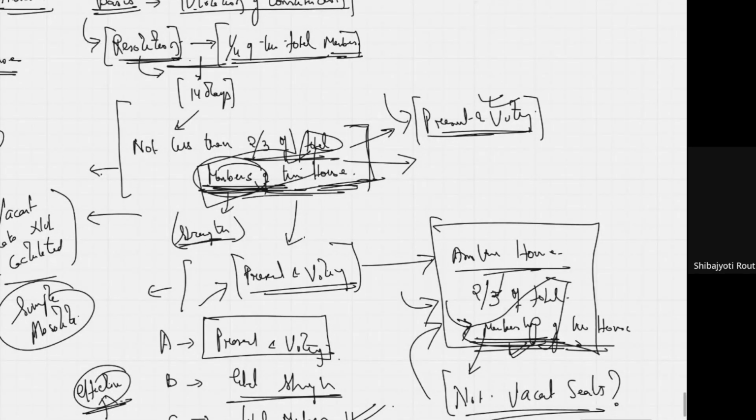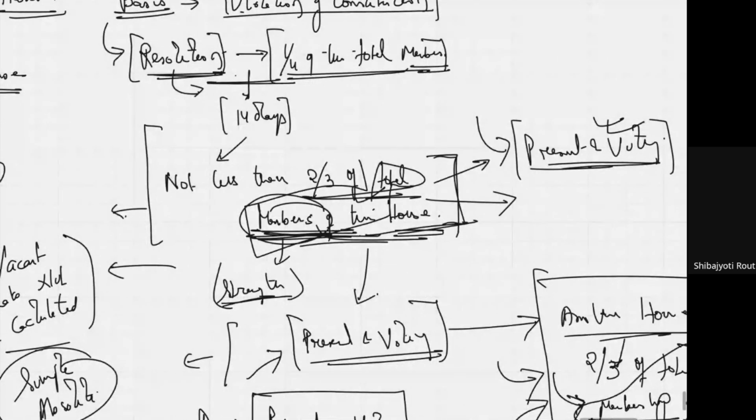Sir, can I? Go ahead. Sir, in the first case the vacant seats are not counted, but in the second, the house acts as the investigating body. That's why the vacant seats are counted. Yes, that's what I'm trying to explain.